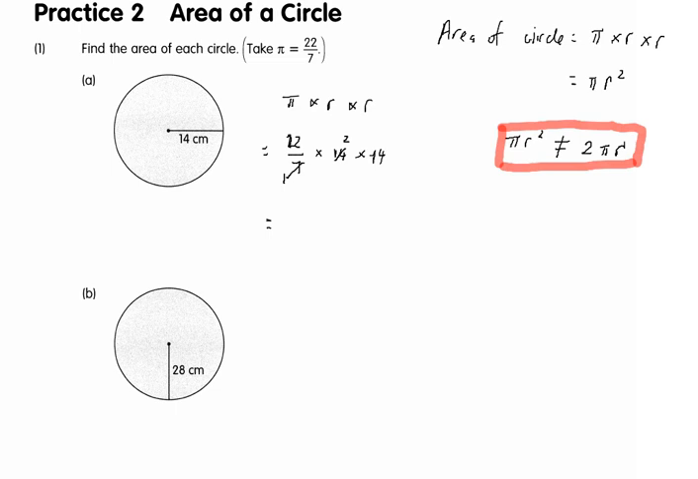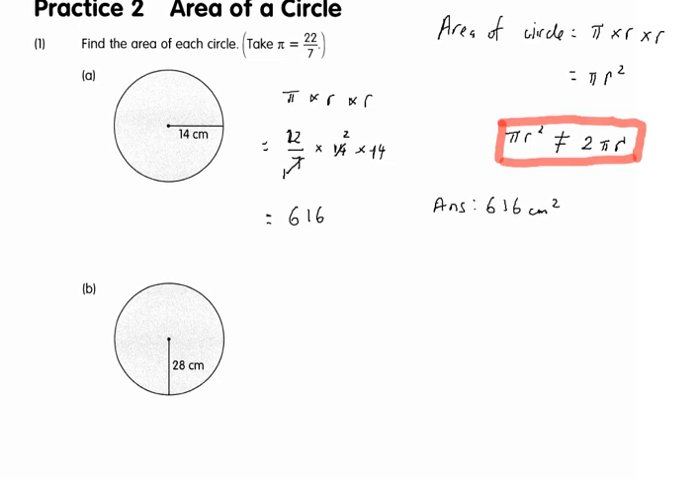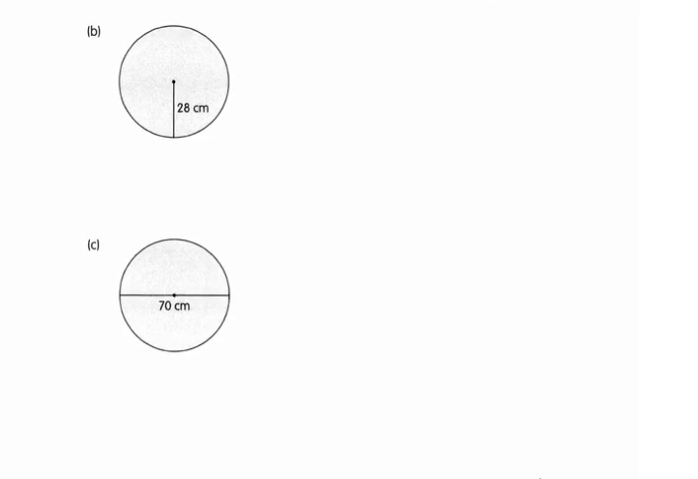So in this case, I have 22 times 2 multiplied by 14, right? Yes or no? So what do I get? 616. Remember to write ANS at the side. 616 cm squared. Next question.